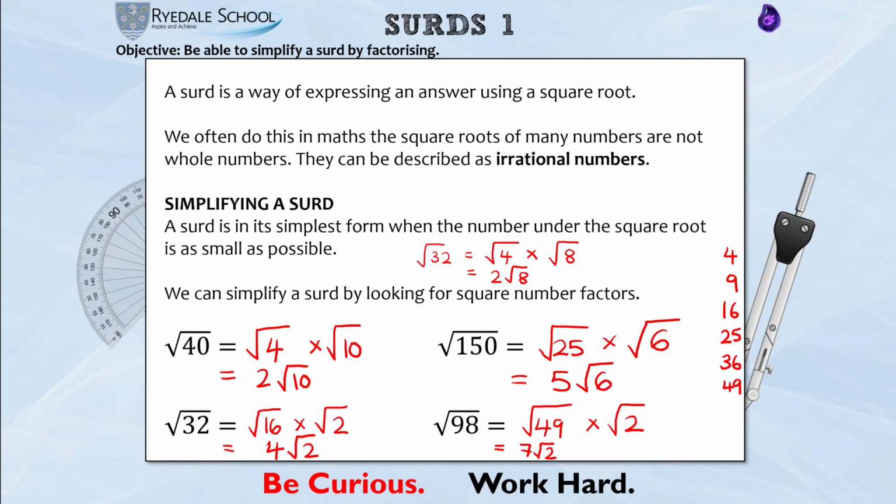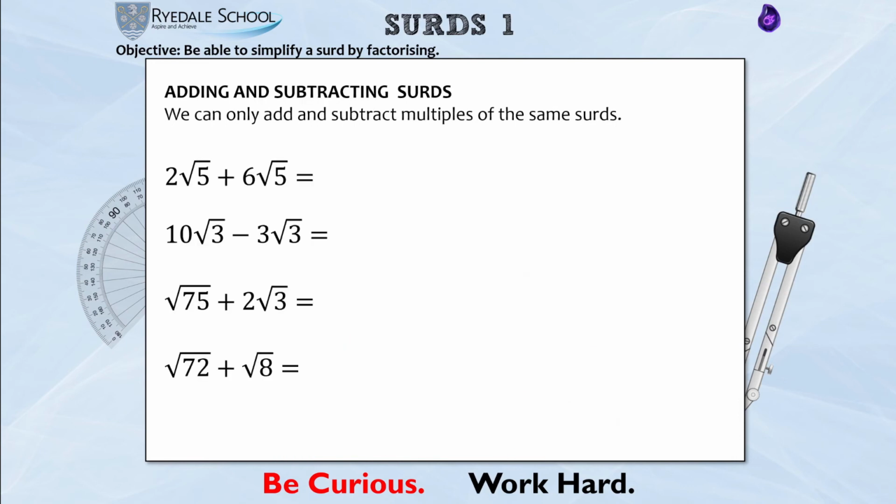Now, when you get quite good at simplifying a surd, you can actually start adding and subtracting surds. But hang on a minute, sir. You said you couldn't do that. You can't add and subtract surds. It didn't work. You were right. It doesn't work in the conventional sense. However, we can add and subtract surds if they are multiples of each other.